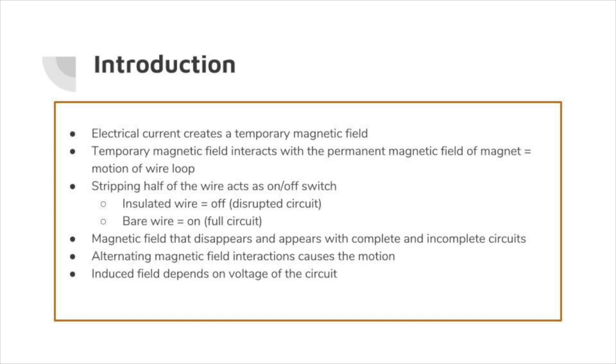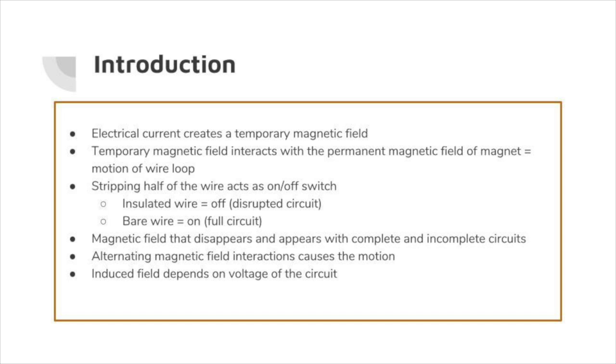We had to strip half the wire to act as an on and off switch. The insulated wire acted as the off switch, which disrupted the circuit, and the bare wire was the on. The magnetic field would then disappear and appear as the wire loop was rotating around through these complete and incomplete circuits. The alternating magnetic field interactions between these two types of wire caused the motion of the wire loop overall.